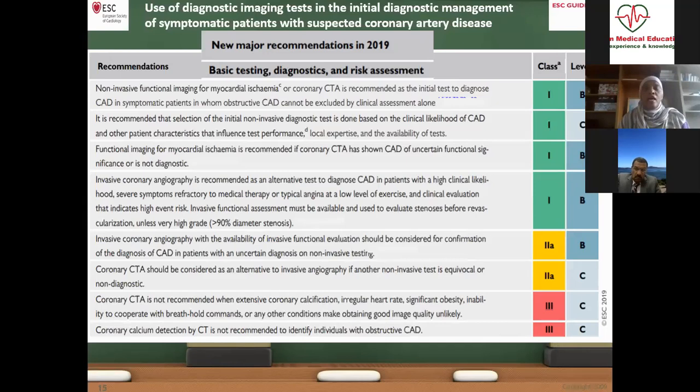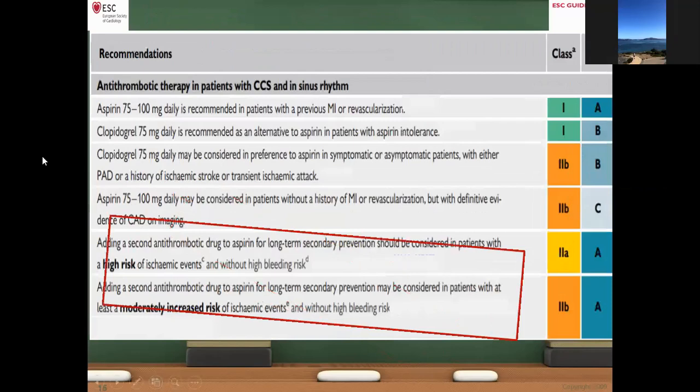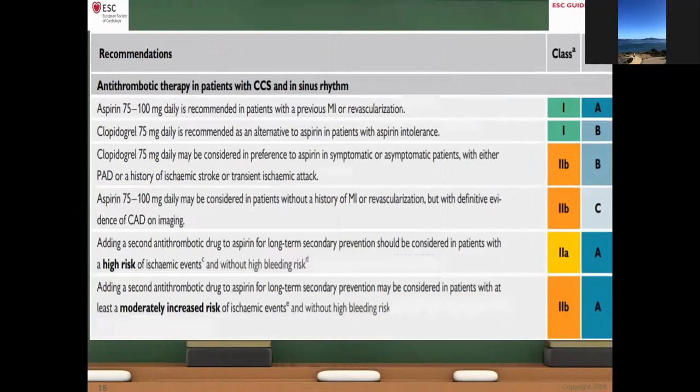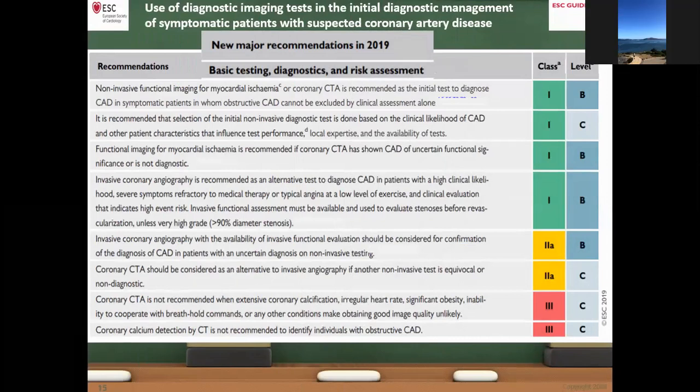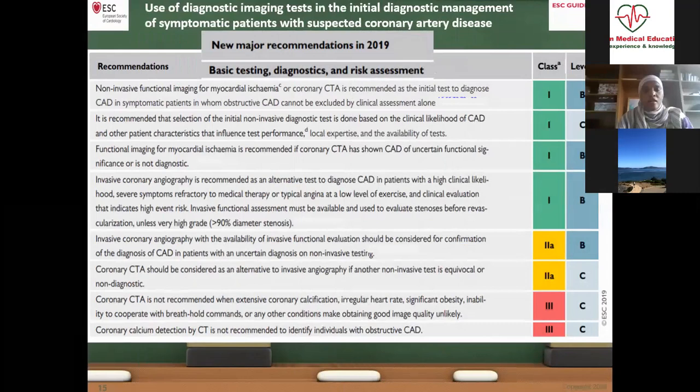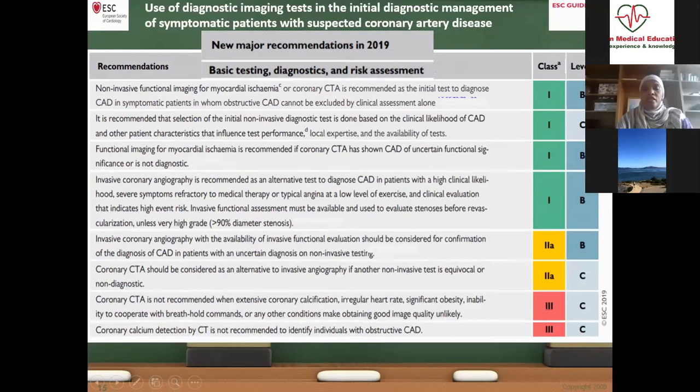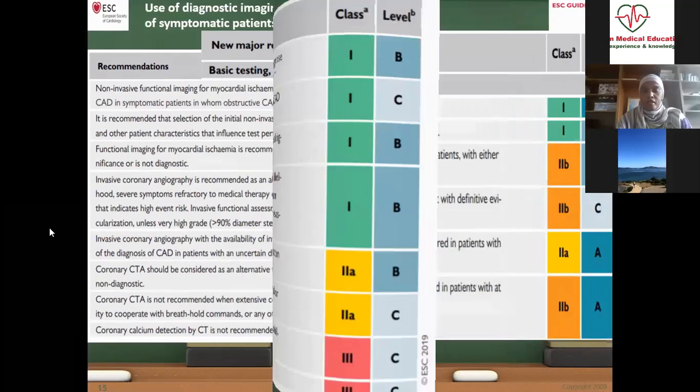It is recommended that the selection of the initial non-invasive test be based on the likelihood of coronary artery disease and the patient characteristics, and also the local expertise and the availability of the test. So this is obviously class one. When you choose the test, you have to decide according to the availability in your center. I just wanted to say, if we go to the 2A recommendation of the guidelines, the recommendation is invasive coronary angiography if you have the ability to invasively and functionally evaluate those patients, if you have an FFR or iFR.